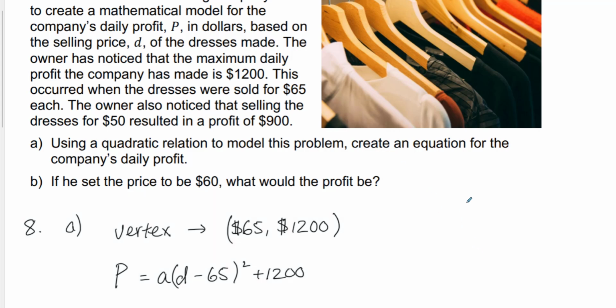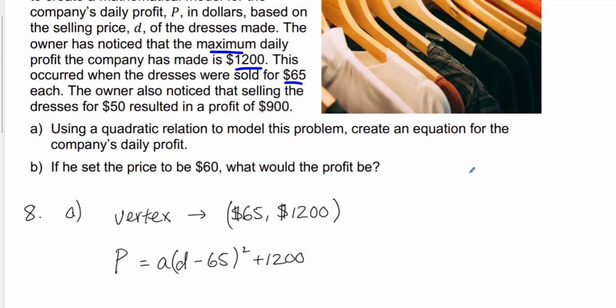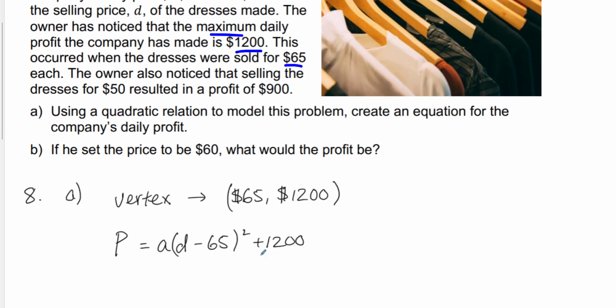All right. So yeah, let's read the question. So it says the owner noticed that the maximum daily profit the company has made is $1,200, and this occurred when it was sold for $65, right? So this is my maximum point. So H and K are 1,200 and 65. Vice versa. Sorry. So K value is 1,200, H is 65.